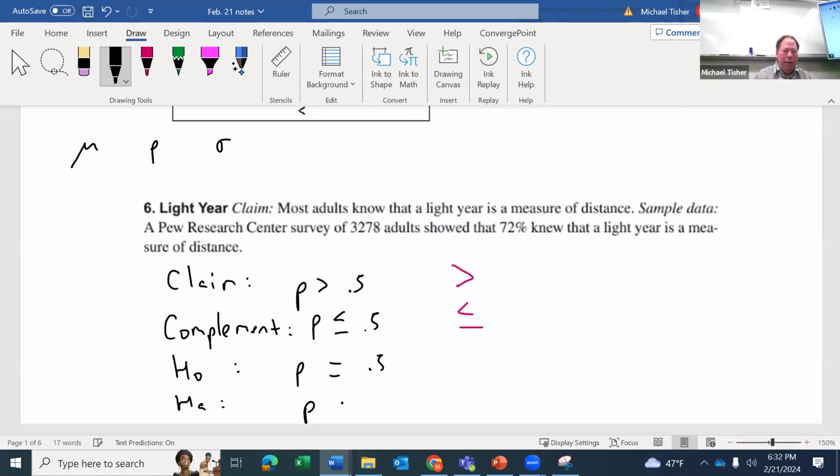Okay, so P must be greater than 0.5. All right, any questions how we got all that? Okay, don't worry. We'll do some more practice. So once you get this down, the rest of hypothesis testing is pretty straightforward. All right, so I'll give you some more examples.